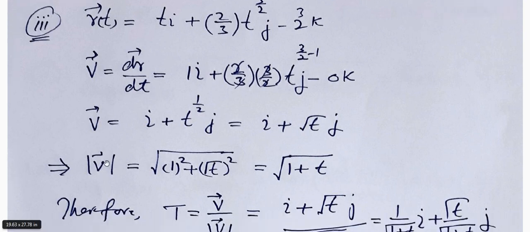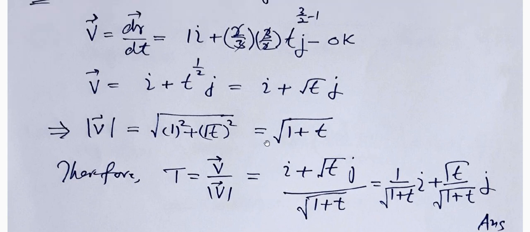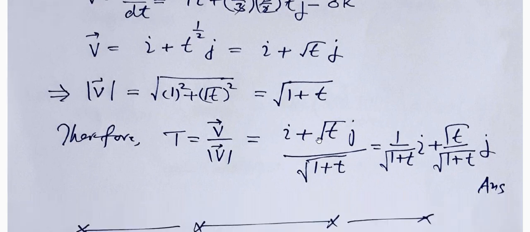Now if you find the velocity magnitude, you know how to find it. Here, 1 square plus square root of t whole square, and then the whole square root. The square and square root cancel, so it will be square root of 1 plus t. So this is your v magnitude. Therefore your unit tangent vector is v over v magnitude. So v is i plus square root of t j, divided by the v magnitude, which is square root of 1 plus t. You can divide each term: 1 over square root of 1 plus t, i, plus square root of t over square root of 1 plus t, j. So this is your unit tangent vector.